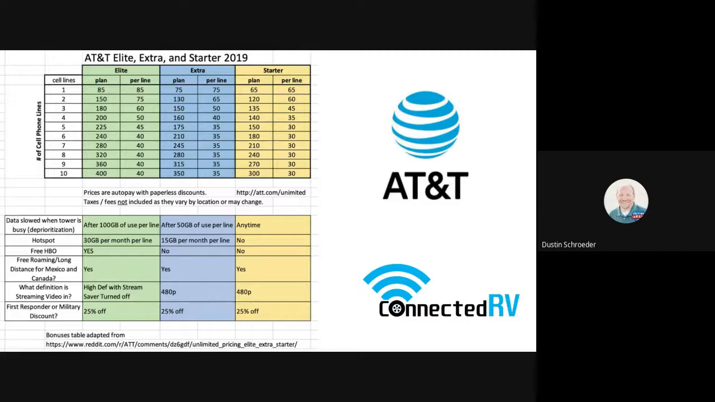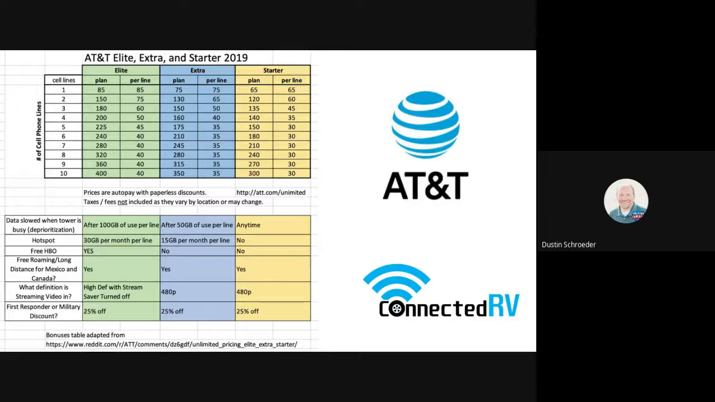And then if you go to the bottom part of this Excel spreadsheet, you get 100 gigabytes of premium data, or on the Extra, you get 50 gigabytes. And again, on the starter, they can slow you down on congestion at any time that they want. And then hotspot, those are two of the things that you really want to look at: how much data you get on the phone itself, and how much you can get on hotspot before they throttle you down. On the Elite, it's 30 gigabytes, just like on the Verizon Get More plan, and then 15 gigabytes, which is just like the Do More plan.